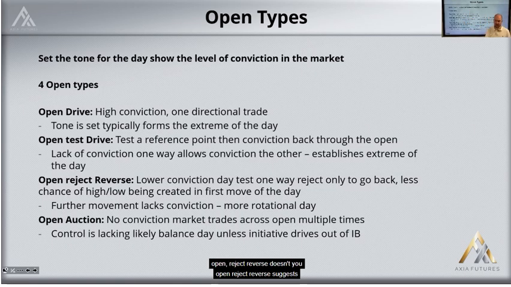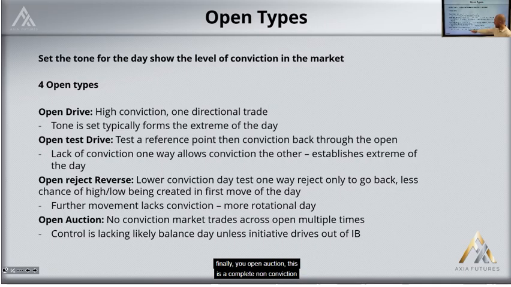Your open reject reverse suggests that when the initial balance breaks, whichever way it does, that side essentially takes control. They hold the conviction and are able to carry movement onwards. It will still, though, typically lead to a more rotational day because the inability to establish conviction early is always going to put in doubt any continuation. And so therefore, you will get a situation where the market will reverse back and roll back on itself multiple times because it is more able to do so on the basis of that lack of early conviction.